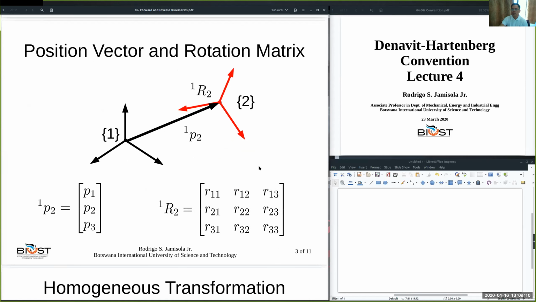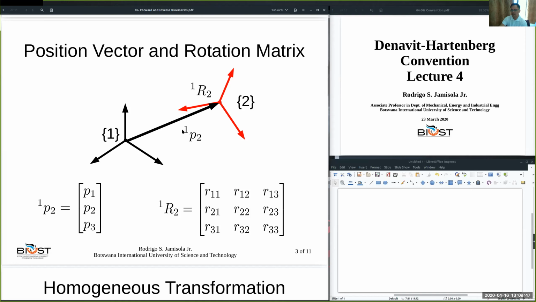Okay, as a review, in the last class, our lecture 4, we already discussed the position vector and the rotation matrix. For the position vector, we have two frames: frame 1, the black frame, and frame 2, the red frame. When we mention a position vector, it is normally the origin of one reference frame with respect to the origin of another reference frame.